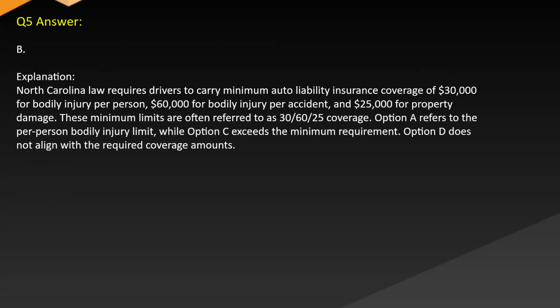Answer B. Explanation. North Carolina law requires drivers to carry minimum auto liability insurance coverage of $30,000 for bodily injury per person, $60,000 for bodily injury per accident, and $25,000 for property damage. These minimum limits are often referred to as 30, 60, 25 coverage. Option A refers to the per person bodily injury limit, while option C exceeds the minimum requirement. Option D does not align with the required coverage amounts.